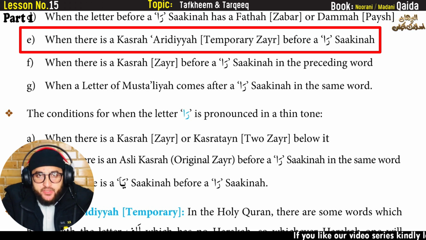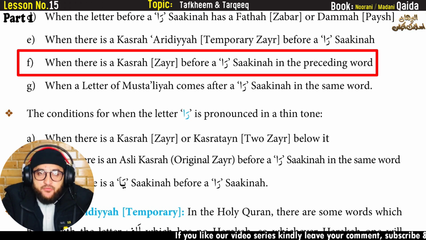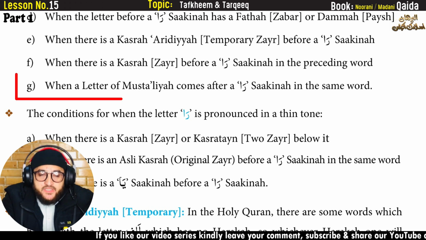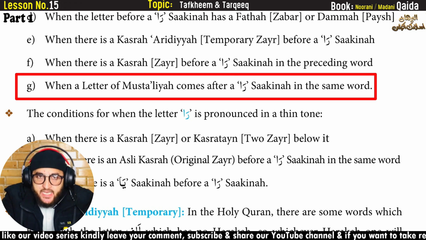What is temporary kasra? We will explain it inshallah. Number 6, when there is a kasra before a Ra sakina in the preceding word. Number 7, when a letter of musta'liya comes after a Ra sakina in the same word.